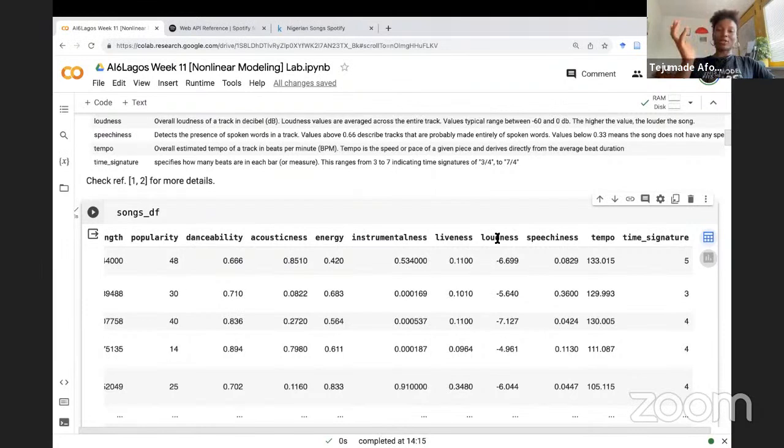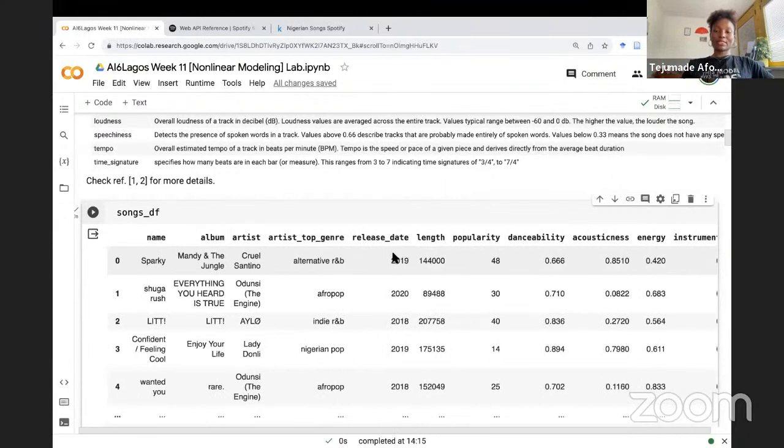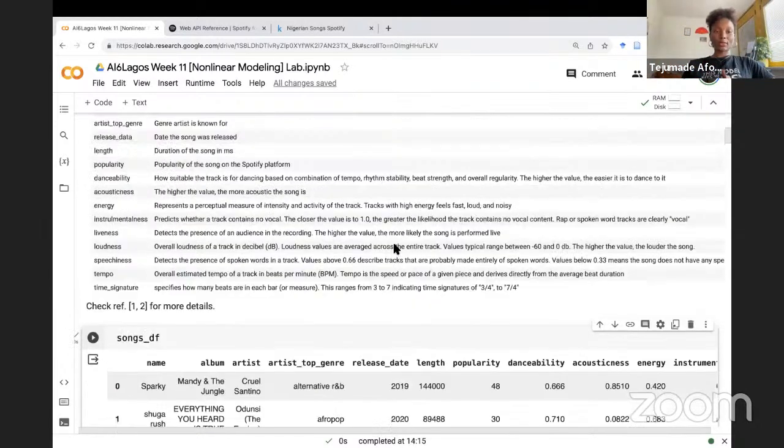So it's not very non-linear, where you can clearly see it's fairly linear. As you increase the energy, the loudness increases, which is something you would expect, because energy is the measure of high energy, high loudness.